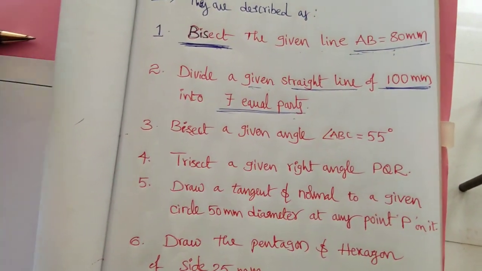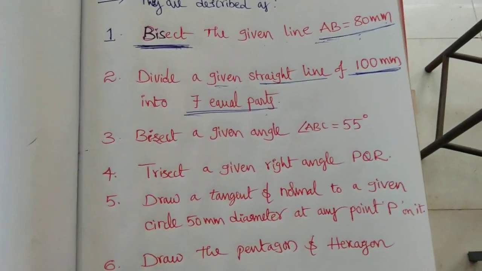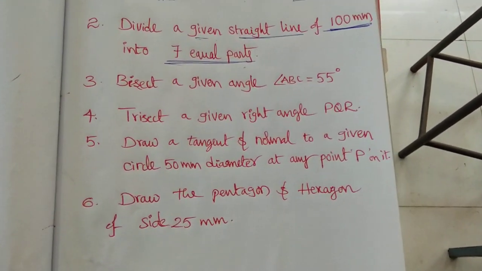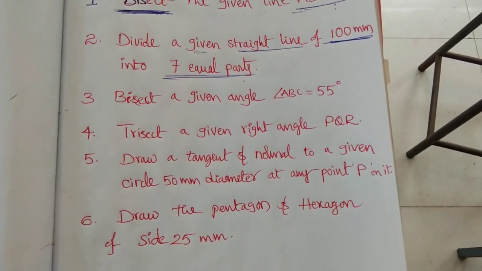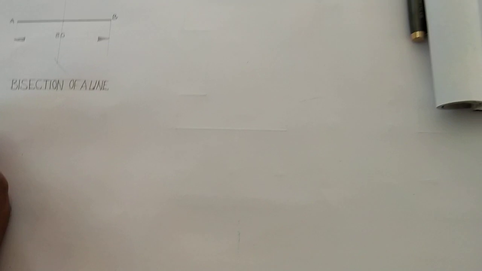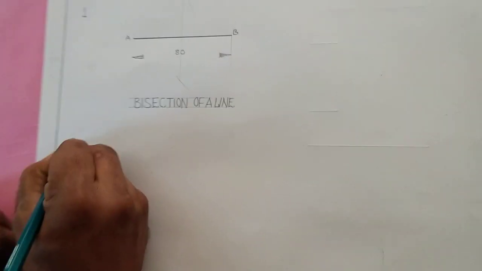That means we will have a 100 mm line. We should divide that one into 7 equal parts. No need to calculate 100 by 7. With the help of the mini drafter, we can divide that particular line into 7 equal parts. Again here I am placing the question number within the circle. We should construct a small circle, then give the question number within the circle.